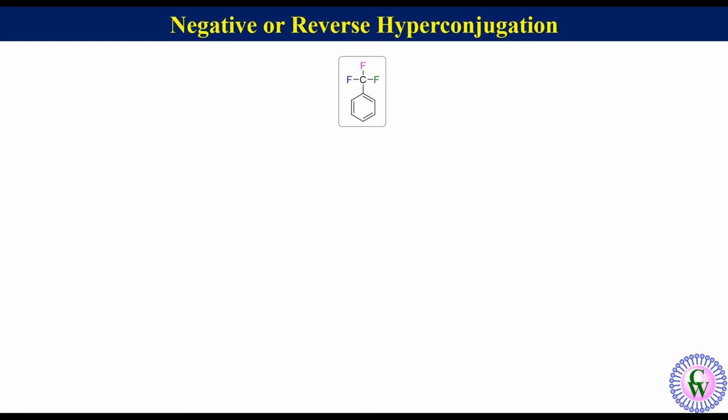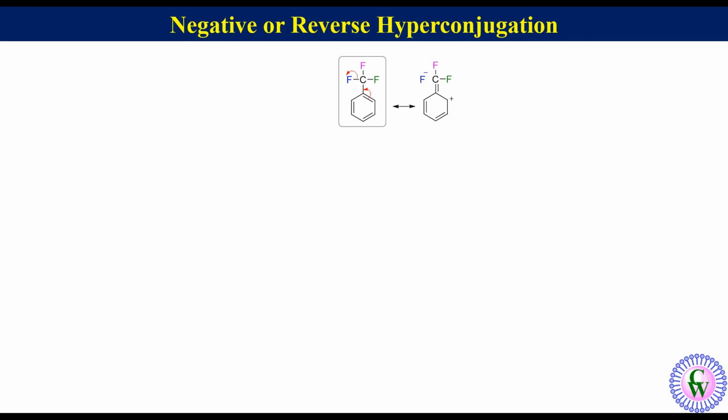Trifluoromethylbenzene. In this example also, because of the higher electronegativity of the fluorine atom, the CF3 carbon becomes electron deficient. Donation of pi electrons from the adjacent pi bond to the sigma star of one of the three C-F bonds results in generation of a positive charge at the ortho position, formation of a pi bond between the CF3 carbon and the ipso carbon, and breaking of the C-F bond generates this hyperconjugative structure.